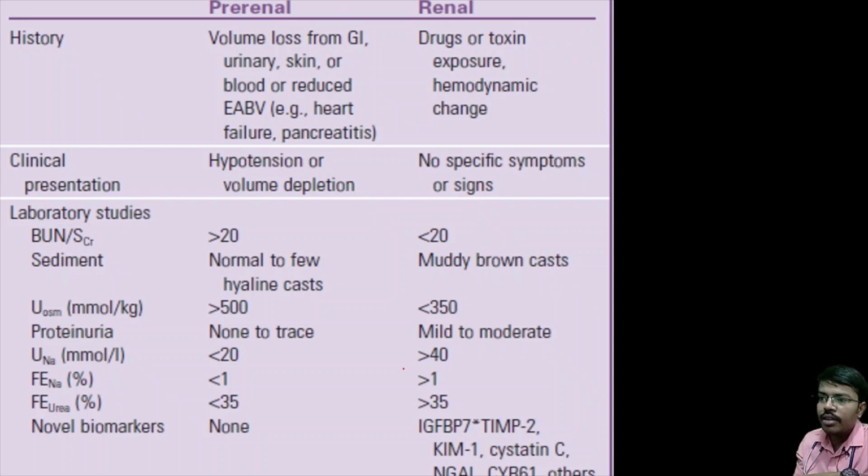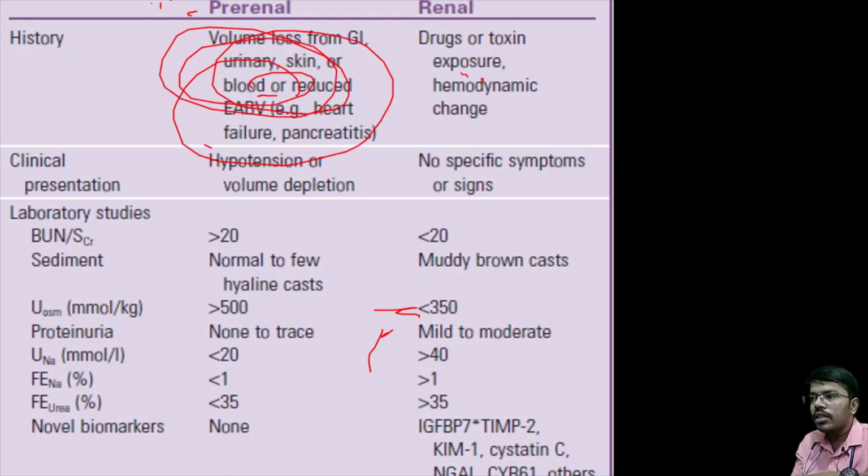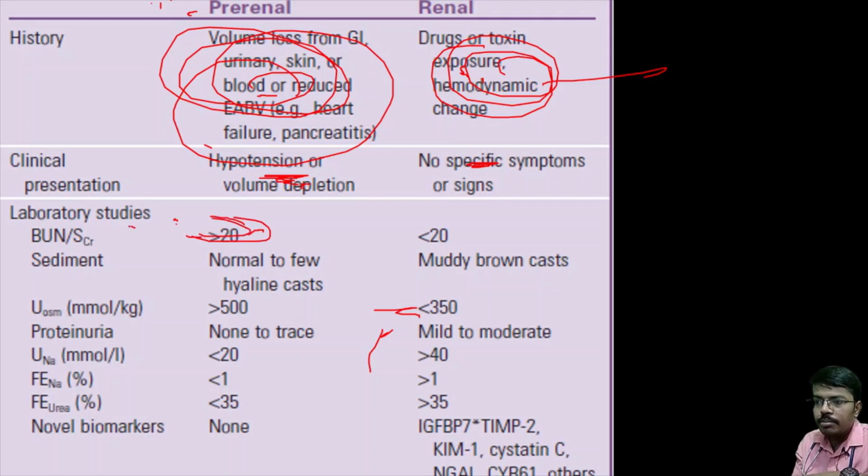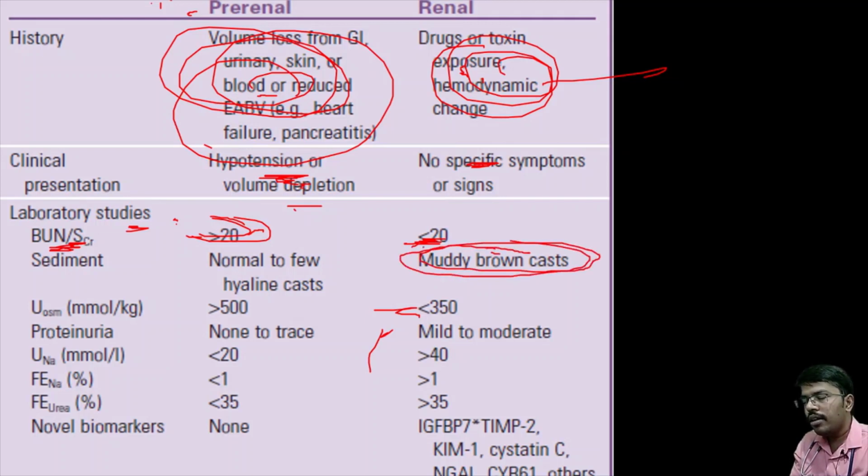So if we go by the theoretical discussion of pre-renal and renal, as we see here, in pre-renal there is a loss. Here there is exposure to drugs. Glomerulonephritis can also cause hypotension, might be there. Here there won't be anything. BUN creatinine ratio is more than 20. See, BUN is half of urea, so they might use urea creatinine ratio also. If we use urea creatinine ratio, it comes as 10. Muddy brown casts, the WBC casts are non-specific, whereas muddy brown cast is very specific for acute tubular necrosis.